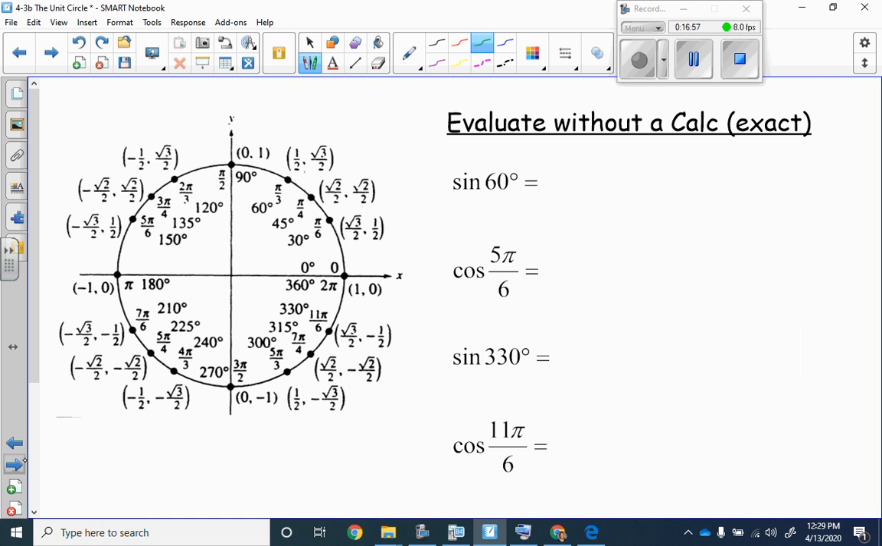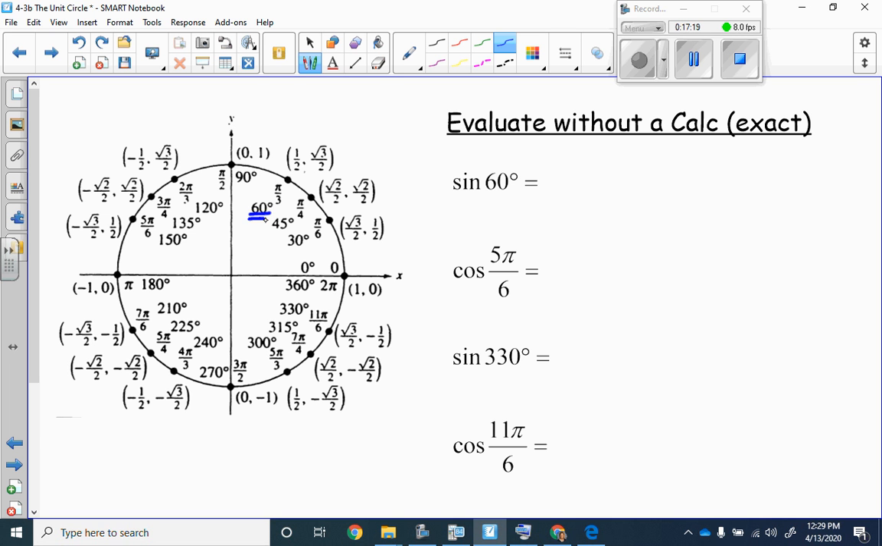So now what we're going to do is use our unit circle to help us evaluate. You're not going to use your graphing calculator, because that's not going to give you exact answers, since a lot of the answers are going to have square roots in them, but for some answers it would work. So let's say you wanted to take the sine of 60 degrees.